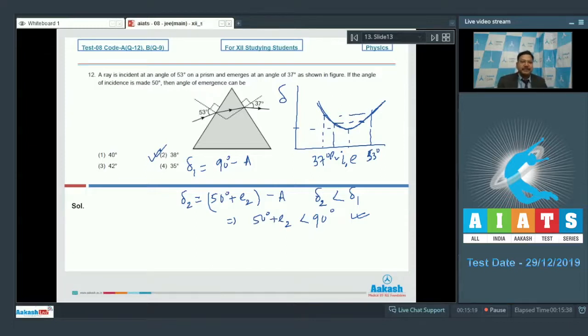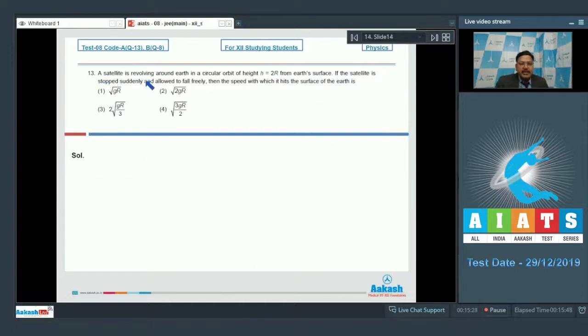Let's go to the next question now. Question 13 says a satellite is revolving around Earth in a circular orbit of height h equal to 2R from Earth's surface. If the satellite is stopped suddenly and allowed to fall freely, then the speed with which it hits the surface of the Earth is, well, clearly R here stands for the radius of Earth, and to find the speed with which it hits the surface of Earth, we will simply conserve energy.